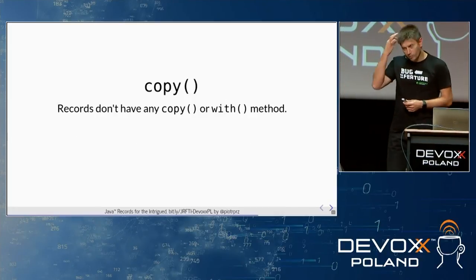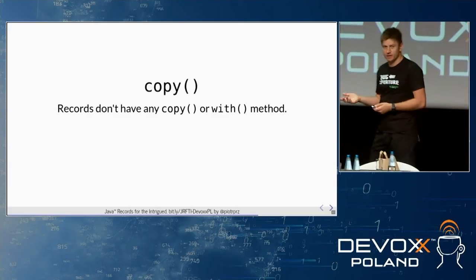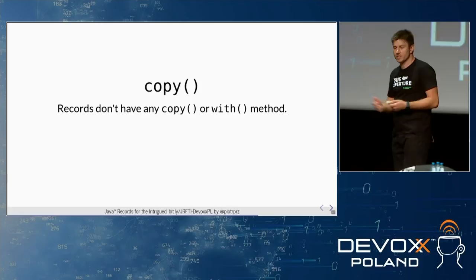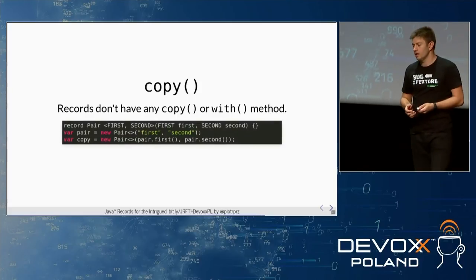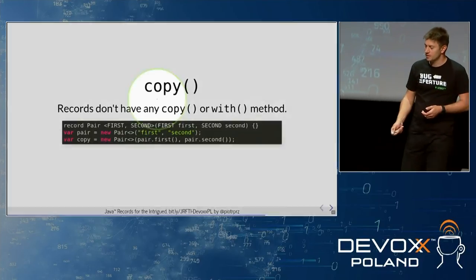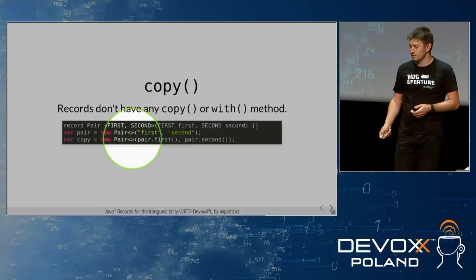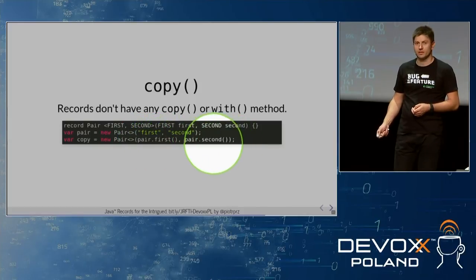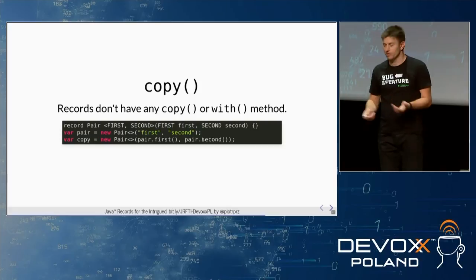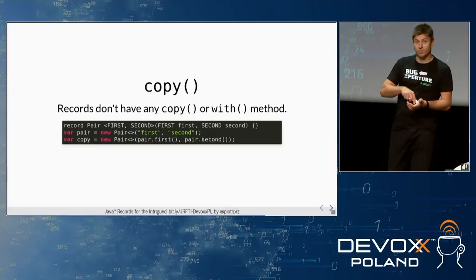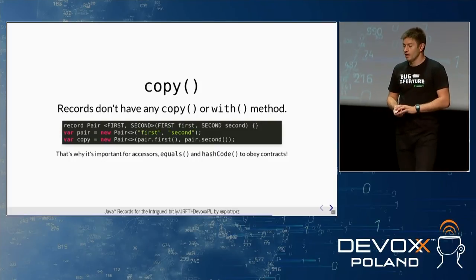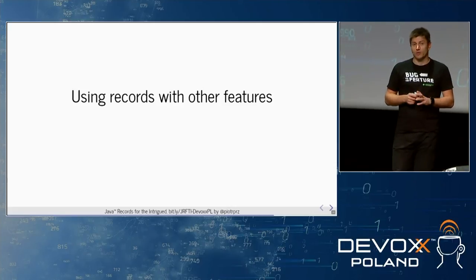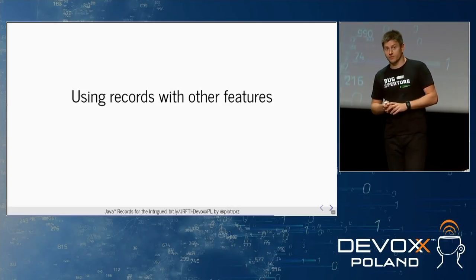One more thing. For records, we don't have anything like a copy method, like you might be familiar with from Scala, for example. We don't have any withs or withers like we do have in Lombok. So the way to do that basically is to call the constructor again. So this is what we do. We just call the constructor and, you see, go for the first or second, right? So this is how we copy a record, fortunately or not. That's why the equals and hashCode methods need to behave, and all these accessors and so on, right?